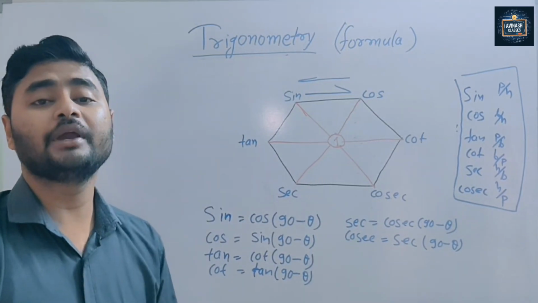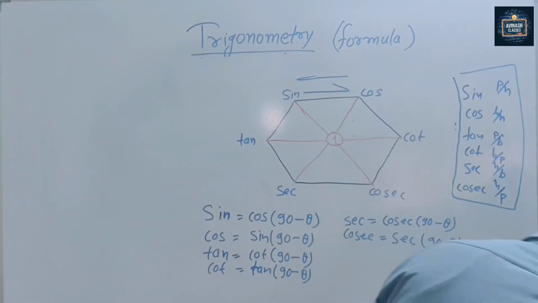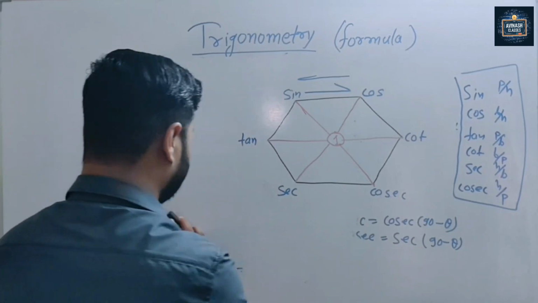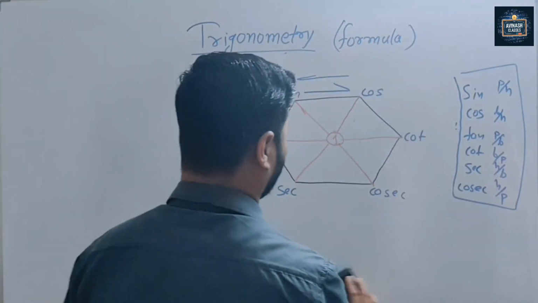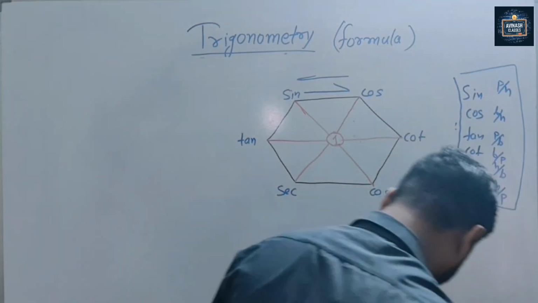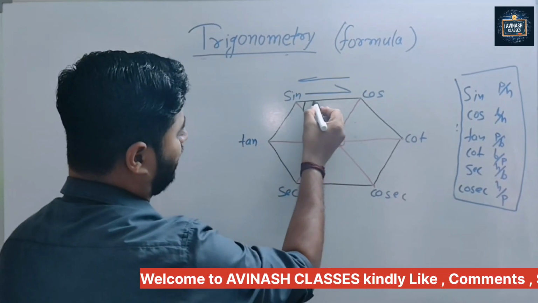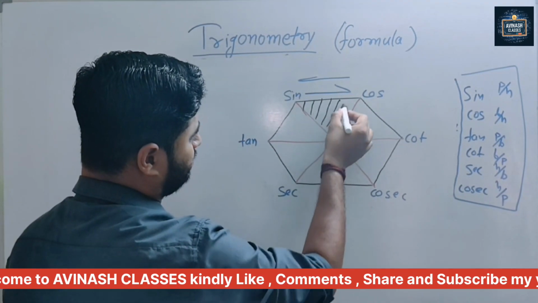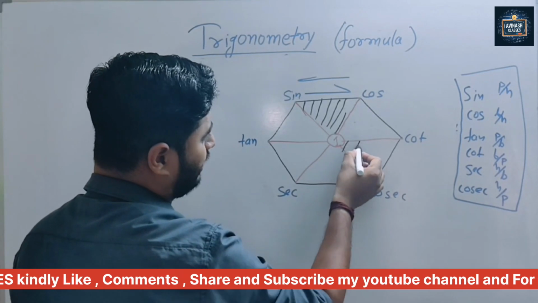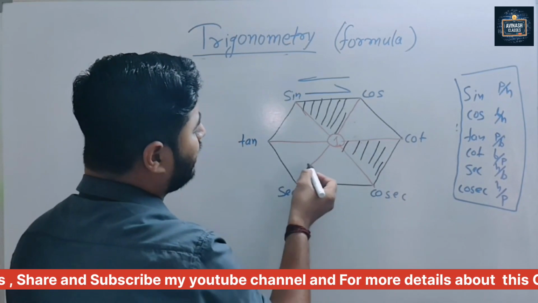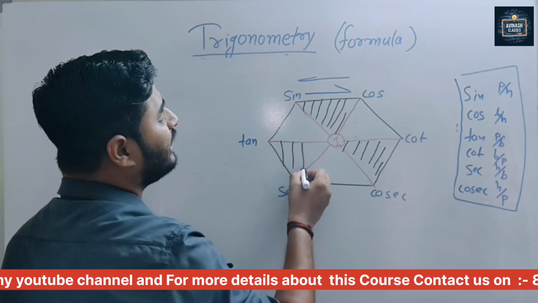Now we are going to learn a very important formula. That is called the square formula. That is going to be very, very important. So here we set this part, this part, this part. Again we skip one and set another one. Again we skip one and set another one.